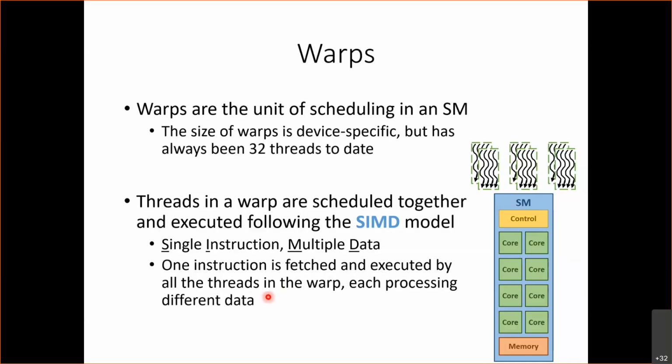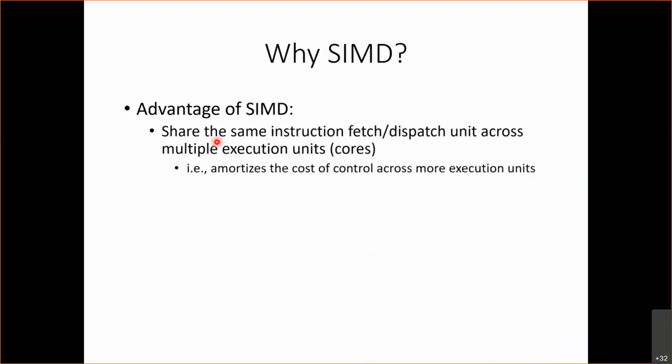But the advantage of executing the same instruction across many different threads is that I only need one unit for fetching and executing these instructions, and I amortize the cost of that unit across multiple threads. So this is the advantage of SIMD. This is why people use SIMD. We share the same instruction fetch/dispatch unit across multiple execution units, which are cores in this case. And this amortizes the cost of the control units across more execution units.